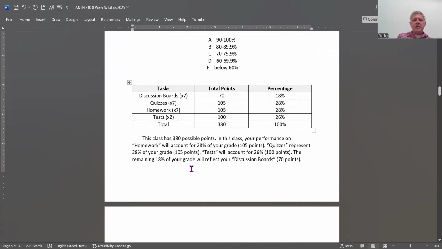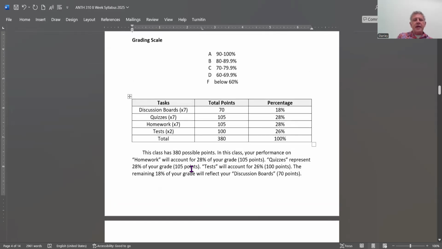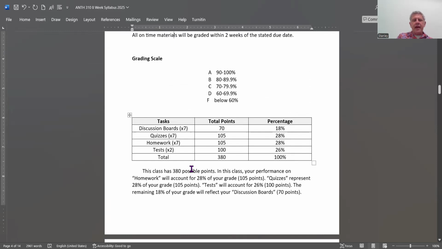In this class, we use a standard grading scale. A 90 to 100 is an A, 80 to 90 is a B, 70, 60, and down below a 60 is an F. In this class, you'll be asked to do a number of different activities.